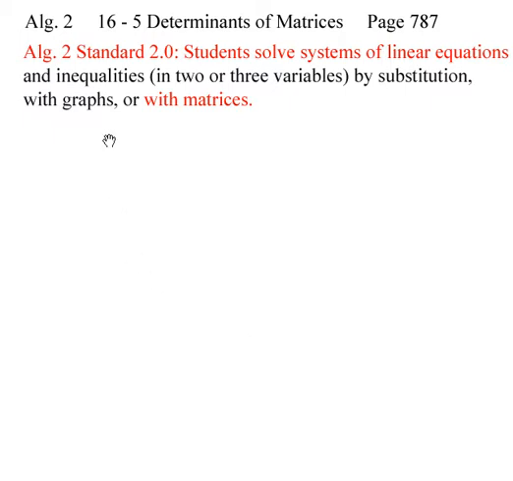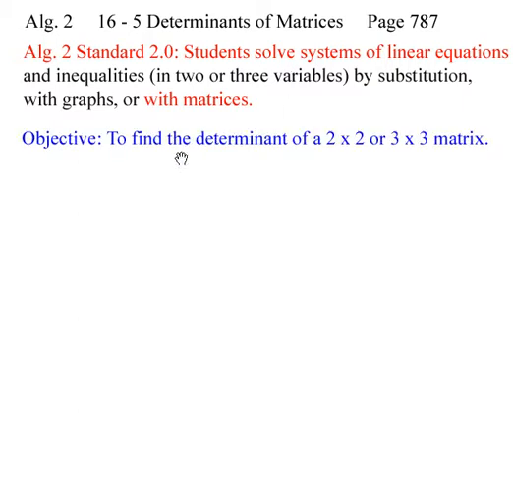In this lesson, we're looking at Chapter 16, Section 5, and we've already learned what a matrix is; the plural is matrices. We are still pursuing Algebra 2 Standard 2.0, which we did most of earlier in the year, but in this case we're learning how to solve systems of simultaneous equations using matrices. To do that brings us to today's objective. Today's objective is to find the determinant of a 2 by 2 or a 3 by 3 matrix.